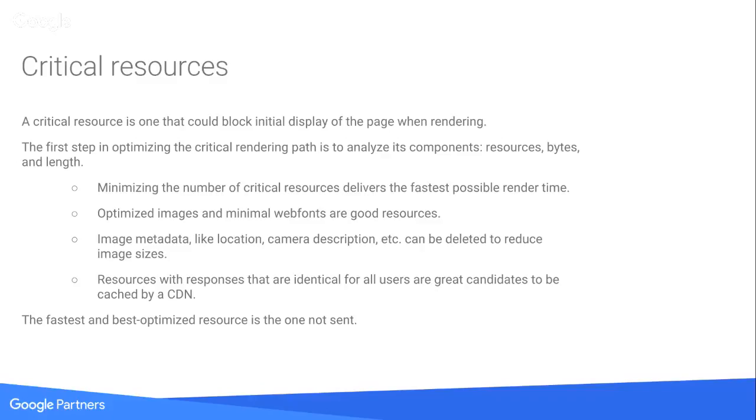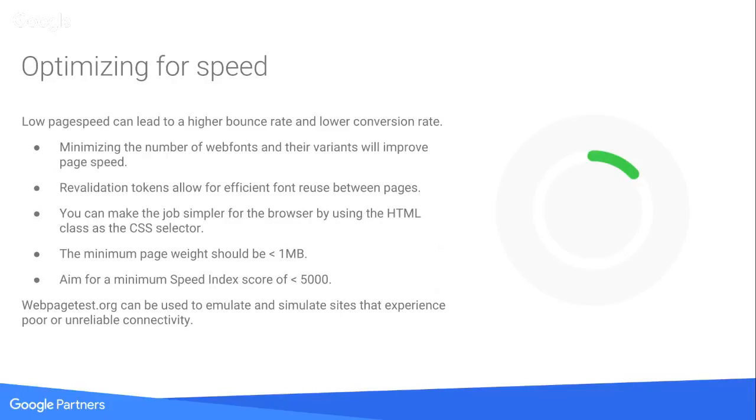Optimized images and minimal web fonts are good resources as well. Image metadata, such as location, camera description, etc., can be deleted to reduce the image sizes and increase the speed. And resources with responses that are identical for all users are great candidates to be cached by a CDN. And the fastest and the best optimized resource is the one not sent.